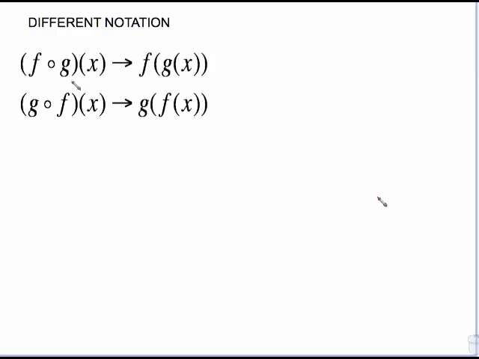This is a different notation than what you're probably used to, but it means the same thing. This circle stands for "of," so this is f of g of x, just like this was. And going in the other direction, g of f of x is the same as g of f of x. If you are more comfortable with this type of notation, which you might have seen more often in high school, then use it.